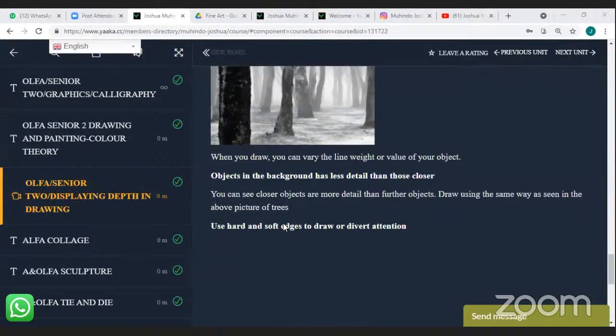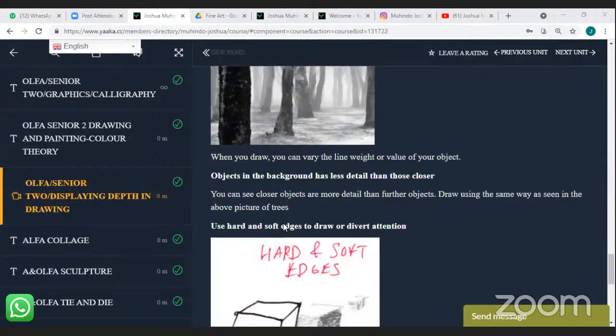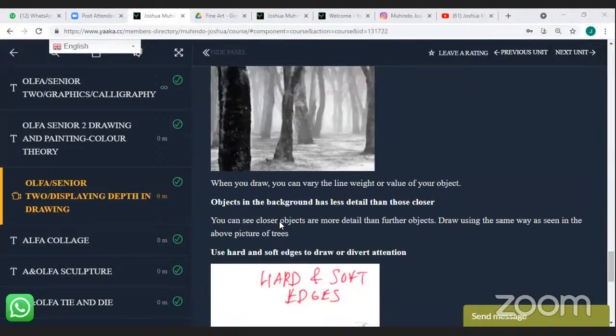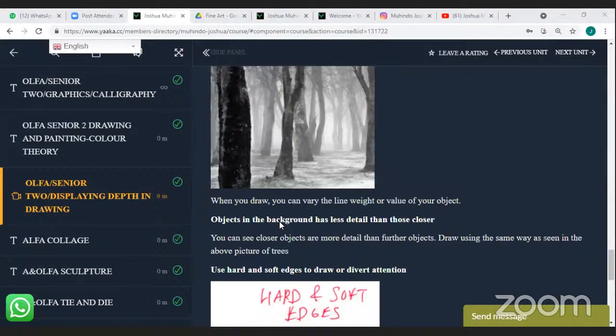And more to this, when you draw, you can vary the line, weight, or values of your object. So it is very key that you have to vary lines. First of all, we have to vary tones. We have to vary size. We have to vary even texture. Not everything should be uniform throughout. We should understand where is the emphasis and what is very far, what is near. So it is very, very important for us to have this in mind.